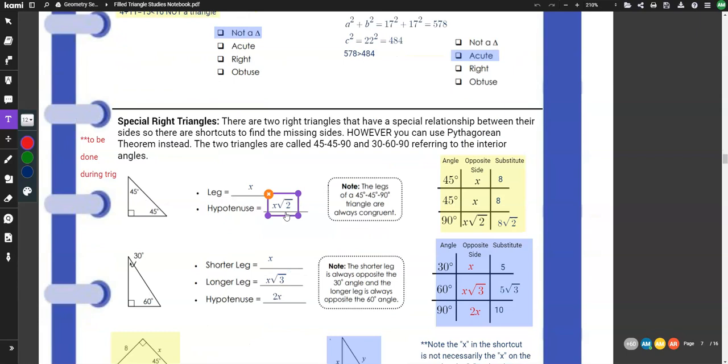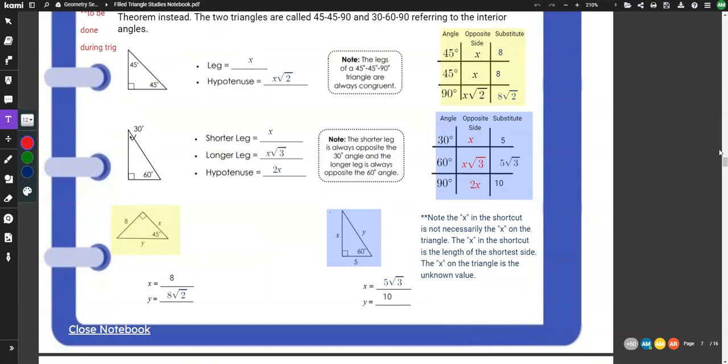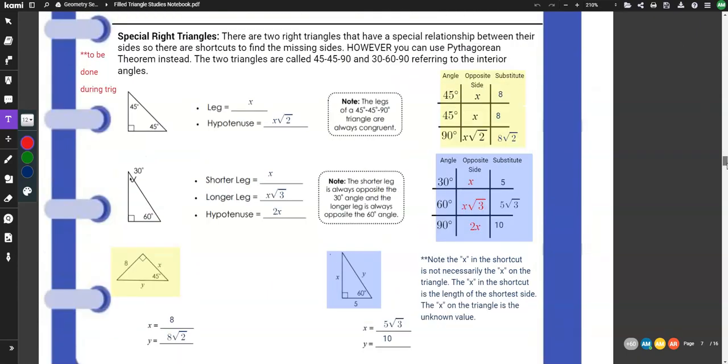Now, again, you might have noticed we do have our special right triangles on the next part. We will be covering this in further detail next week when we do trigonometry. But if you want to copy it down, you are free to do so.